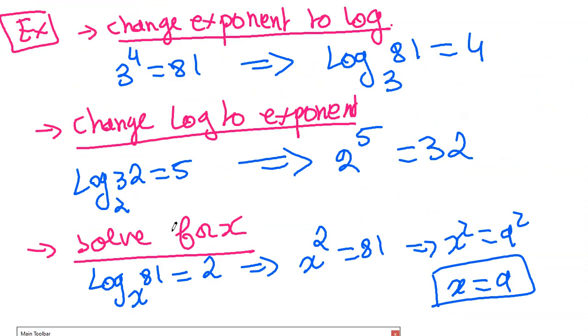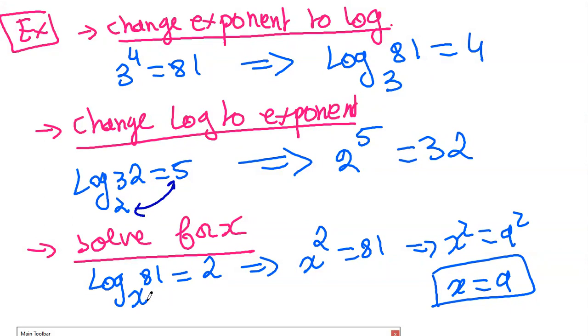Now, let's do an example for what I did here. I can change an exponent to log. For example, if I have 3 exponent 4 is equal to 81, how can I write this one as a log? So log, what is the base here? 3 of what? Of 81 gives me 4. I can change the log to an exponent. If I have log base 2 of 32 is equal to 5, it means 2 exponent 5 is equal to 32.